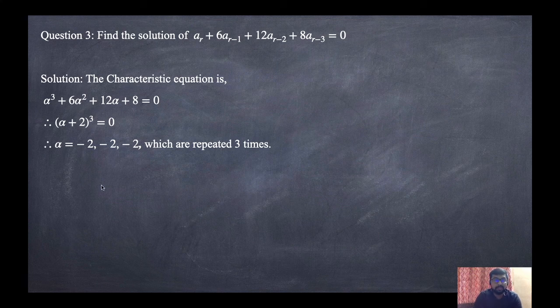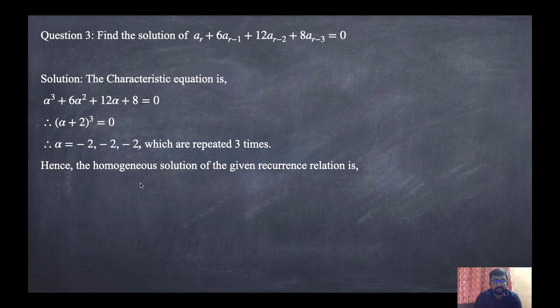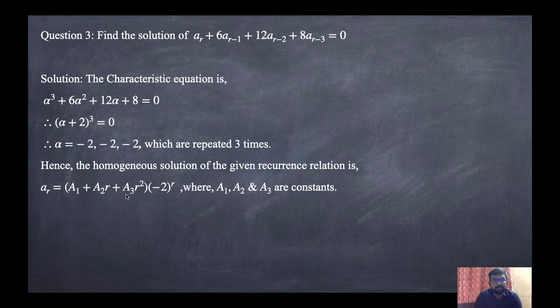So what will be the homogeneous solution? Hence, the homogeneous solution of the given recurrence relation is a_r = (A1 + A2 r + A3 r^2)(-2)^r, because alpha is the same and it is repeating 3 times. So there will be 3 constants, where A1, A2 and A3 are constants.